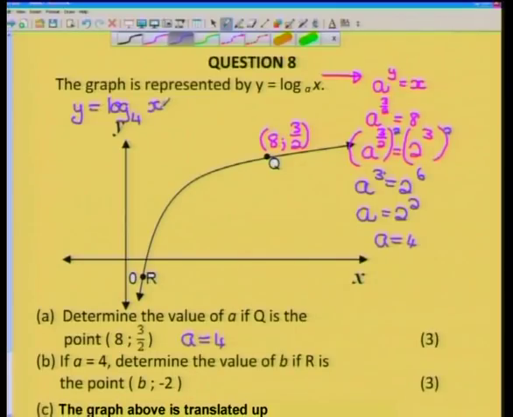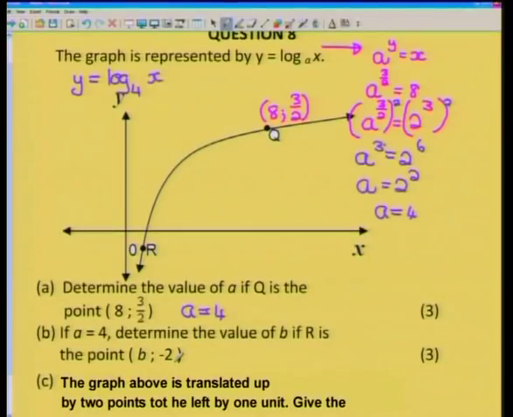Now the good news is they've helped us out a bit here. They've said if A is 4, so you know you're right now. I mean, there it is reinforced for you. But that's quite useful that if you weren't able to do it, you were actually in a position to move on from there. Now it says determine the value of B if that's the point. Again, I'm going to go to this expression 4 to the y equals x, and I'm going to substitute this point in. So doing that, I've got 4 to the negative 2 is B, and therefore B is equal to 1/16. Nice and straightforward, no real problems.